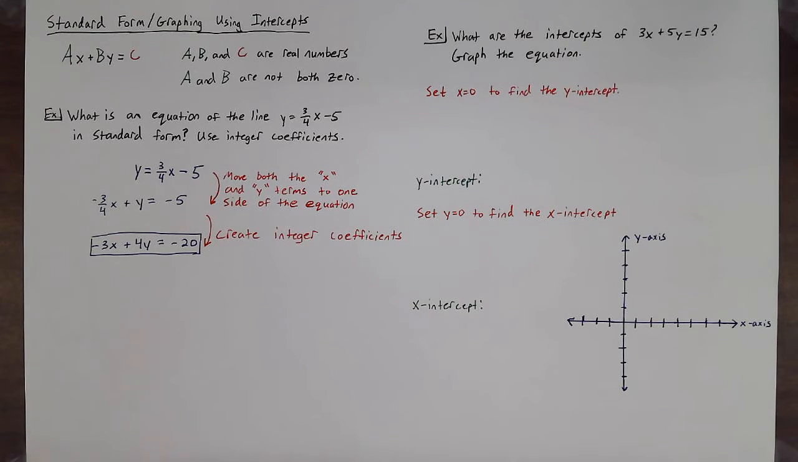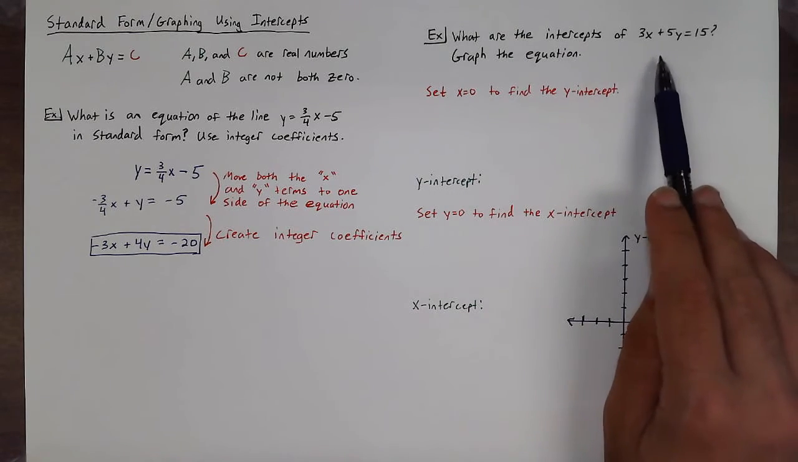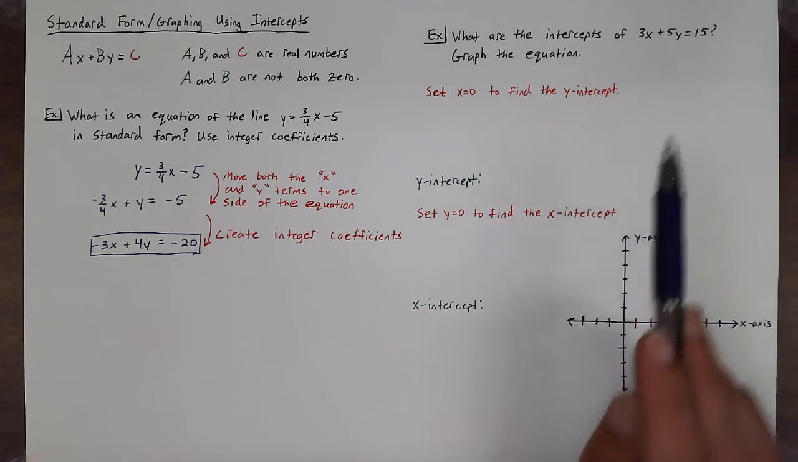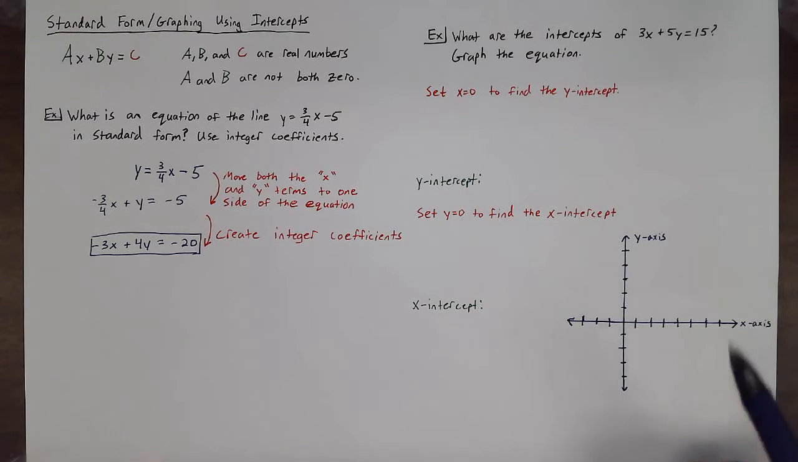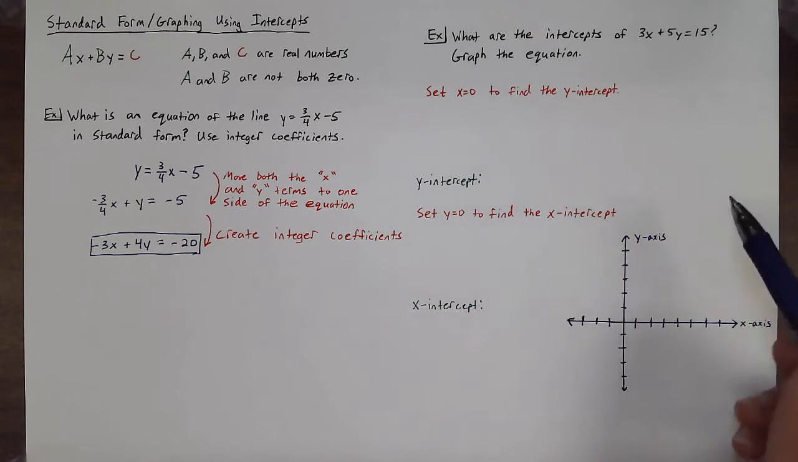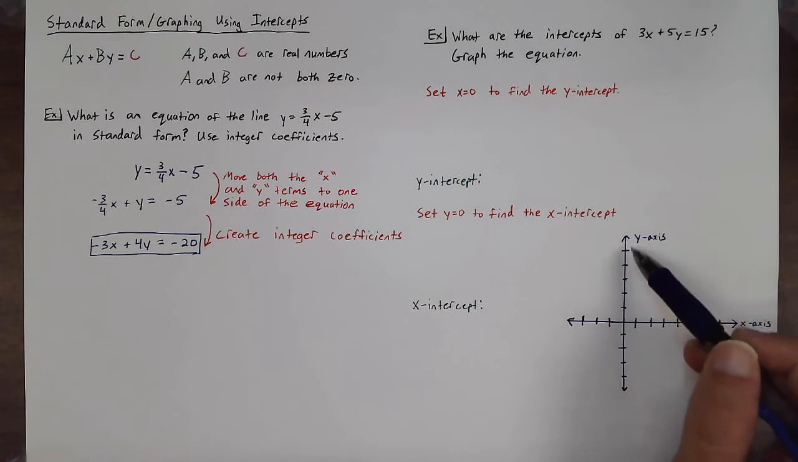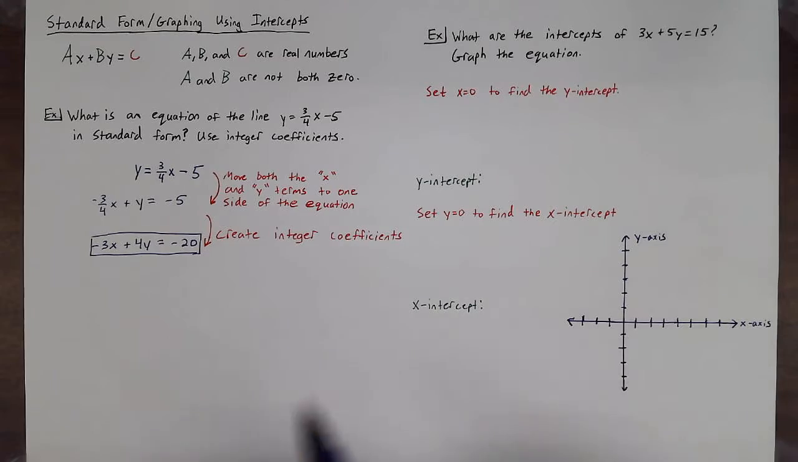So not so complicated to put it in standard form, but now let's talk about another interesting topic, is how easy it can be to graph a line that's in standard form by using intercepts. So we're going to first find the intercepts of 3x plus 5y equals 15, and then we're going to use those intercepts to graph. So in order to find a y-intercept, we just need to set the x variable equal to 0, since x would be 0 along the y-axis.